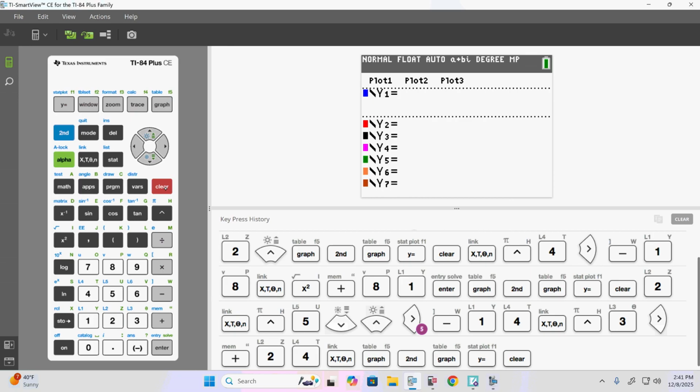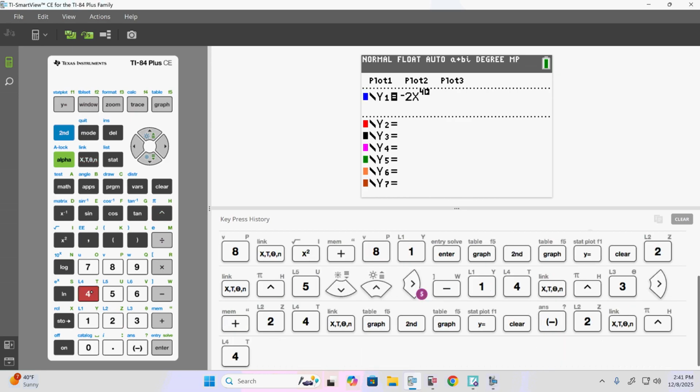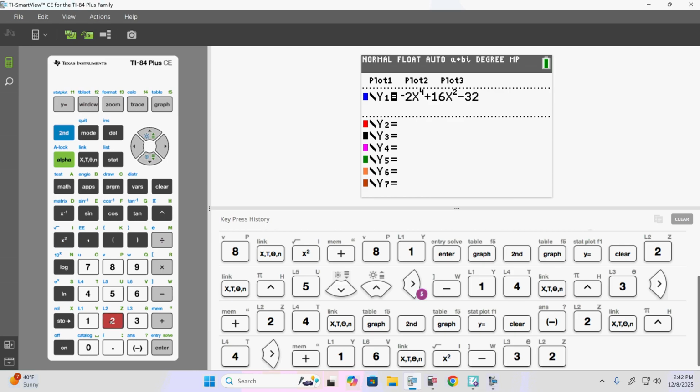And what we're going to type in is negative 2, x to the 4th, plus 16x squared minus 32. Negative 2x to the 4th plus 16x squared minus 32. Were we all able to get that typed in? So the caret key, it's the button above the division symbol, or our division button. Yep. Once you get it typed in, hit graph.